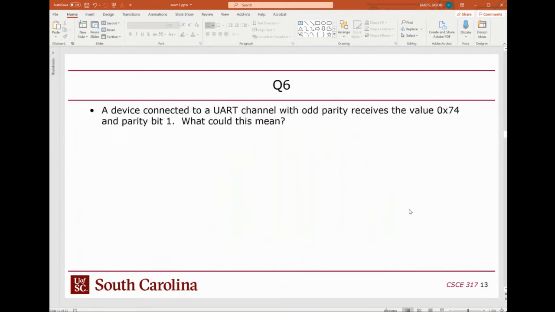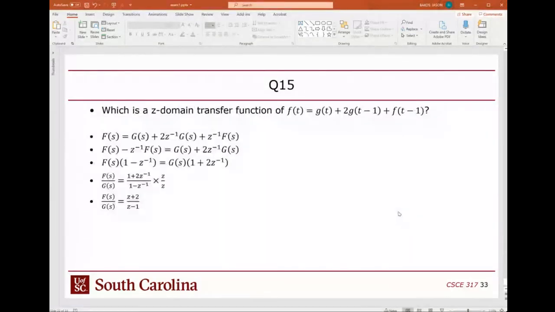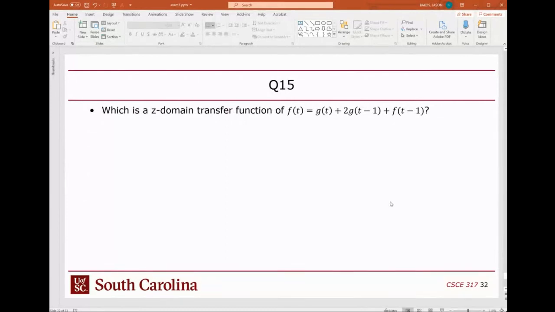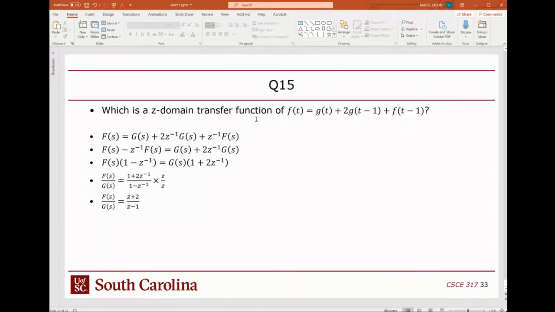So that apparently didn't mess a lot of you up. Okay, question 15 is, what is the z domain transfer function of f of t equals g of t plus 2g of t minus 1 plus f of t minus 1? This one is basically doing a z transform. The z transform is not quite as straightforward as the s transform, as the Laplace transform. But I mean, it's not too bad.